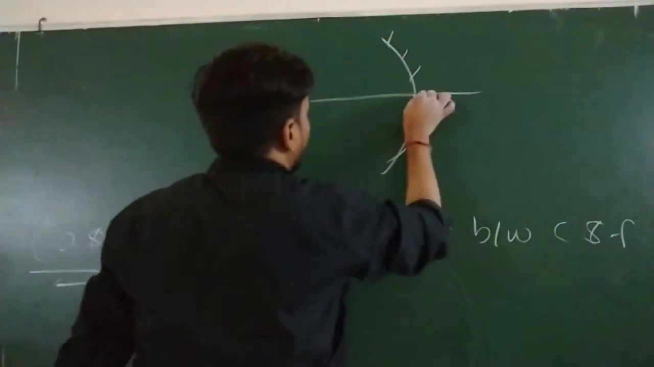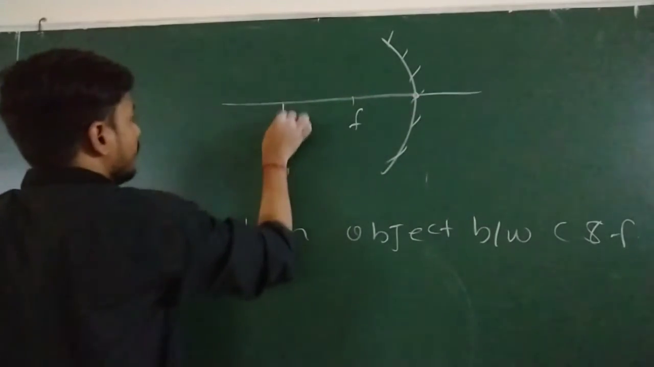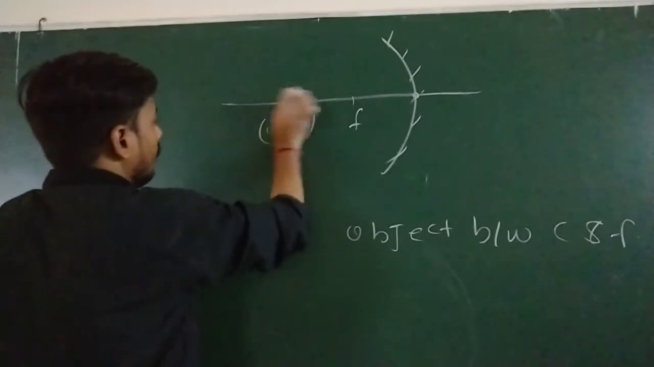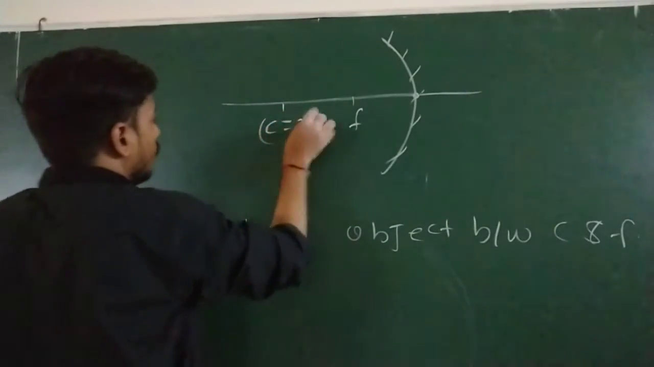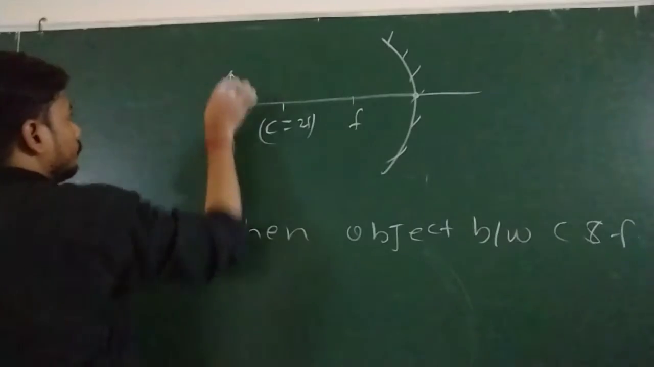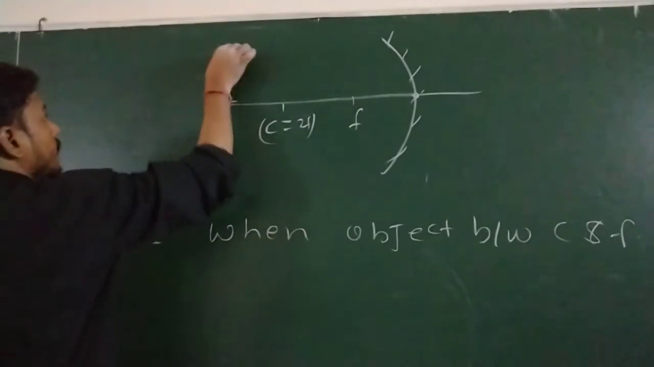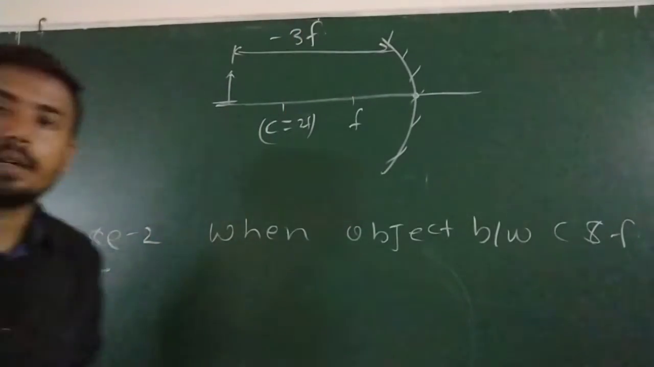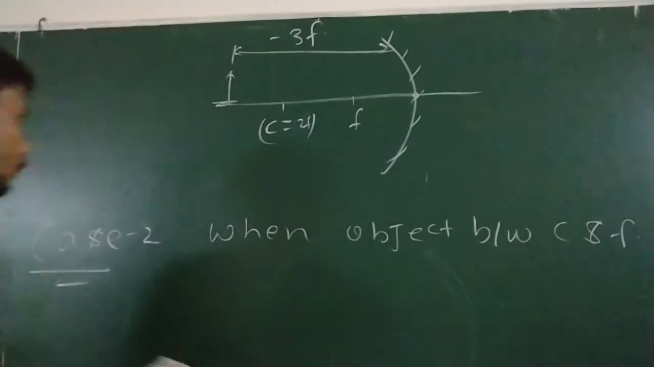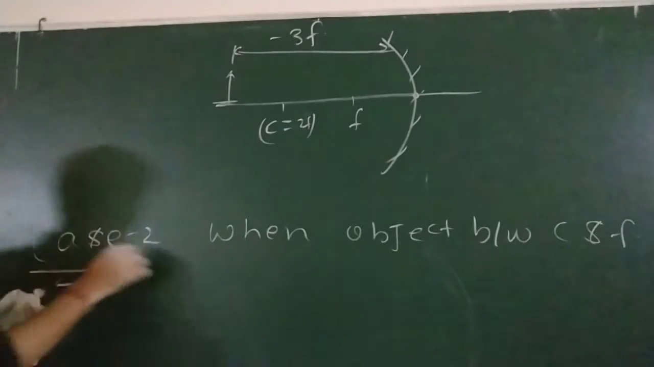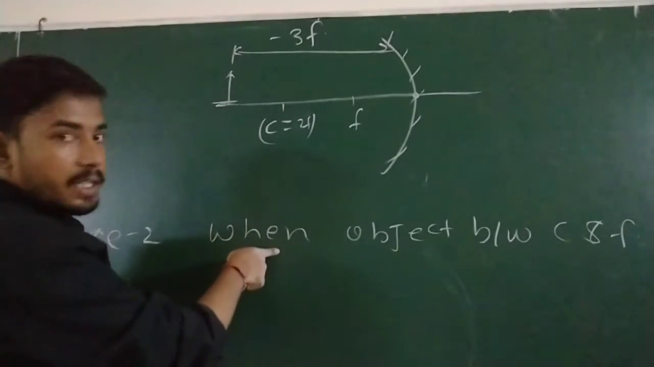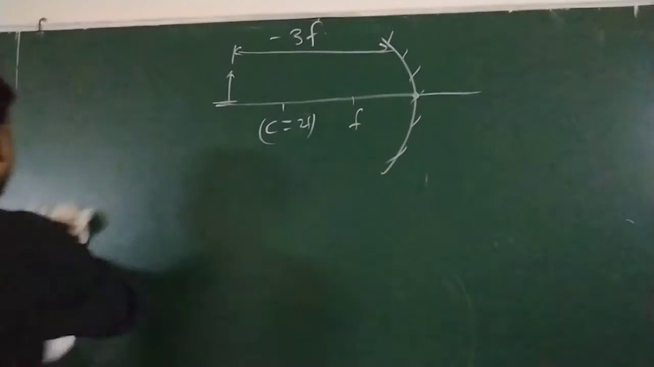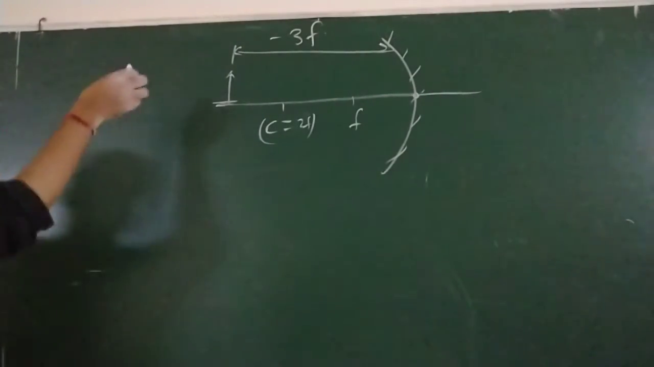Take any practical value. Suppose this is F, this is 2F, because C is equal to 2F. Suppose the object is here, and assume this is minus 3F. So here the object becomes what? At minus 3F. Okay, no issue. This we will be discussing. This is the second case. So now the object is at minus 3F. So find its image distance v.